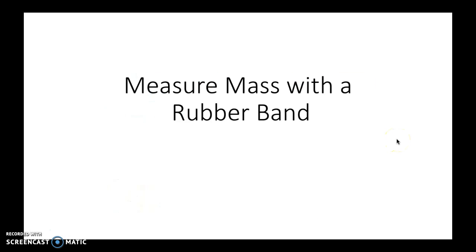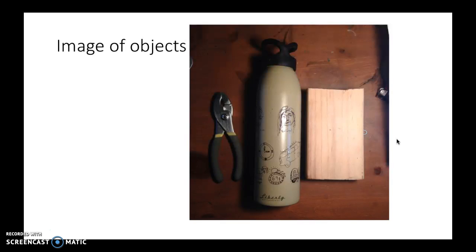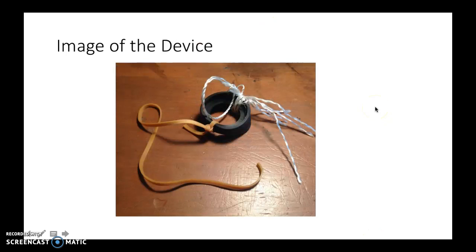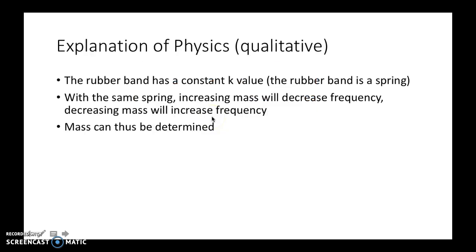The next extra credit assignment was measuring the mass of a known object with unknown mass with just a rubber band. So here are the 3 objects that I wanted to measure the mass of: these pliers, this water bottle, and this block of wood. The device I have here is this rubber band that was given to me, and then just for ease of tying it to things, I added this little rubber circle to it.